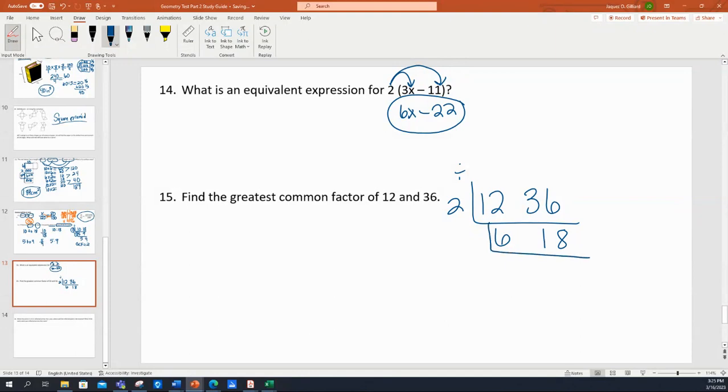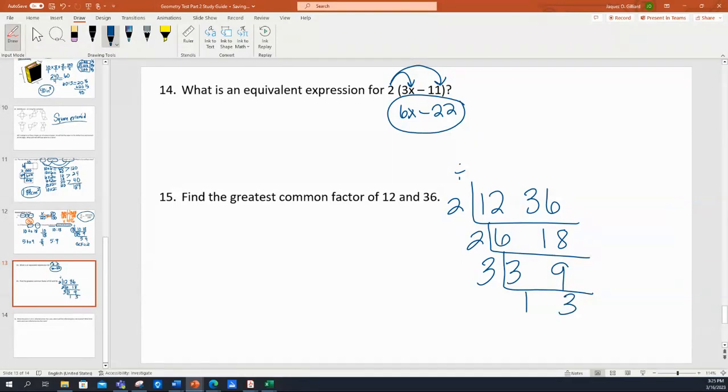So I'm going to divide by 2 again. Okay? 6 divided by 2 is what? 3. And 18 divided by 2 is 9. Okay? Now, these numbers are not even, but we do know that 3 can go into 9. So because 3 can go into 9, we're going to divide both of these by 3. And 3 divided by 3 is 1, and 9 divided by 3 is 3.